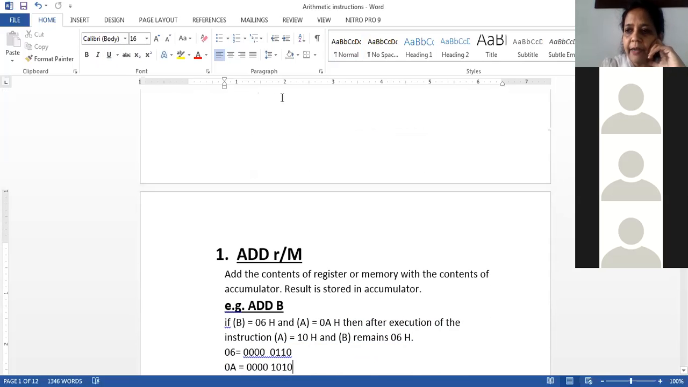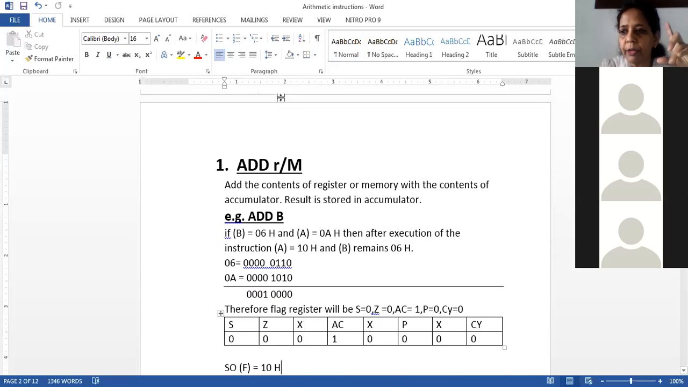Okay, so the add instruction. Whenever you do arithmetic operations, one operand must be in the accumulator. The other operand can be either in a register or in memory. So the syntax of the add instruction is ADD and whatever the register name or M. M is always specified by the contents of the address in HL. So this is the add instruction that we saw last time.